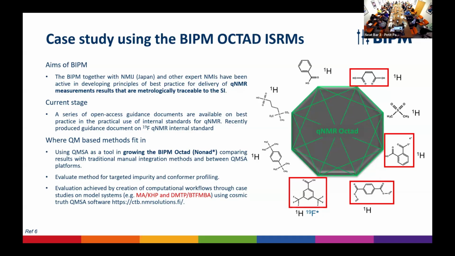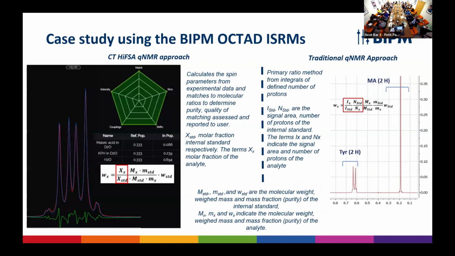So Gustavo set up, during COVID, looking at data that was already acquired and running it through the qNMR software with the support of NMR solutions to investigate the comparisons there. So just to give an understanding of how the Cosmic Truth software works on the left compared to the traditional manual integration methods, the main differences are highlighted here.